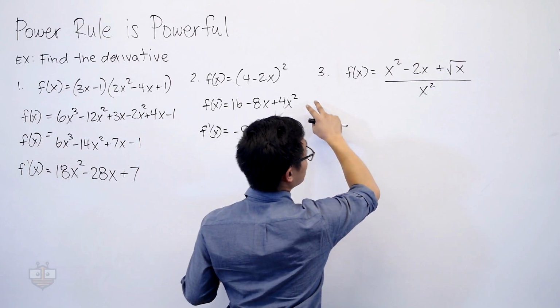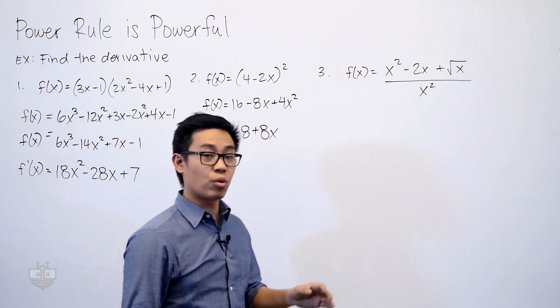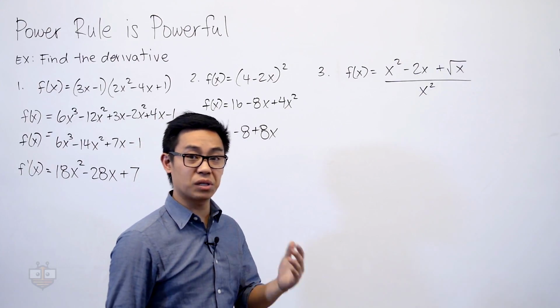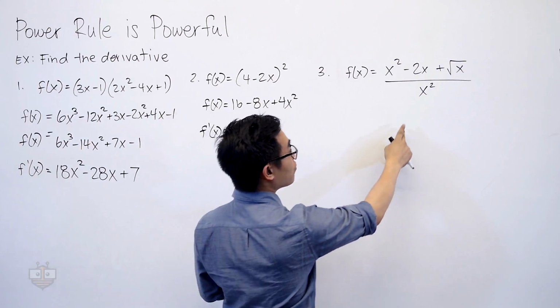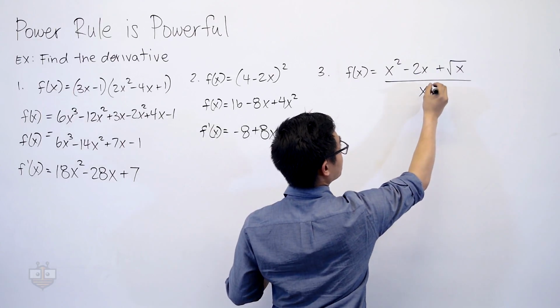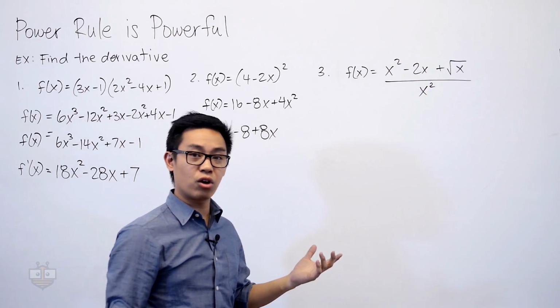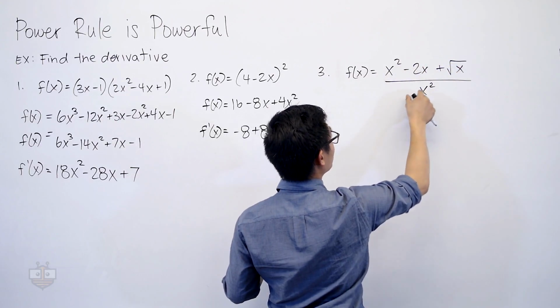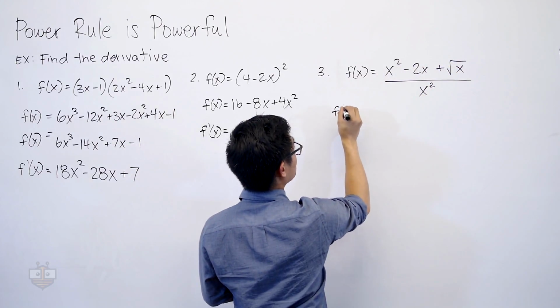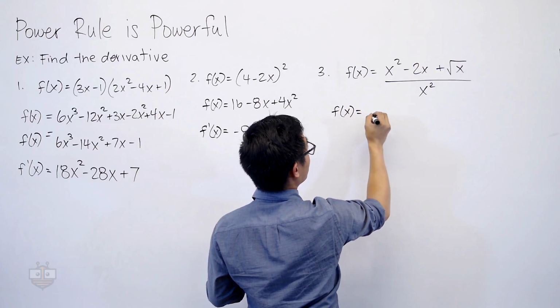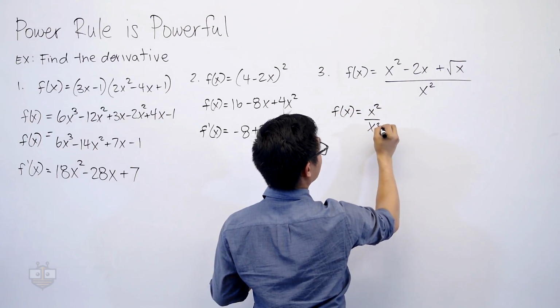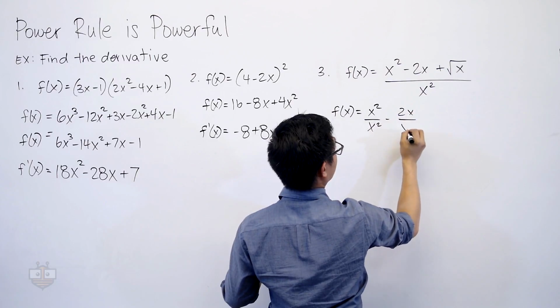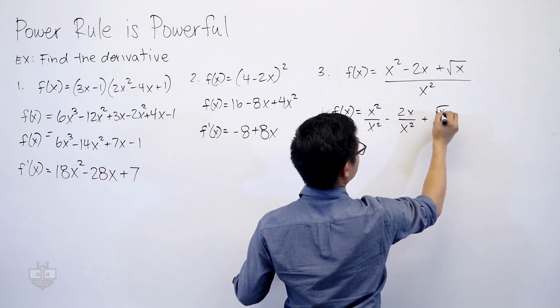This seems even more complicated, but we can simplify this by splitting the denominator. Whenever you have a monomial denominator, you can split each term in the numerator to be over top of that denominator. So we'll change it to look like this. x squared over x squared minus 2x over x squared plus the square root of x over x squared.